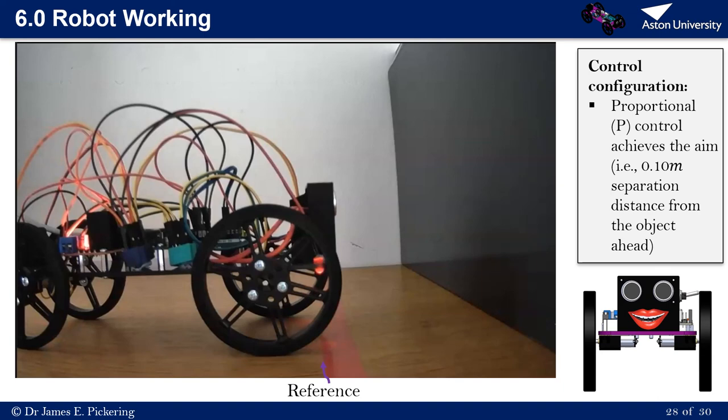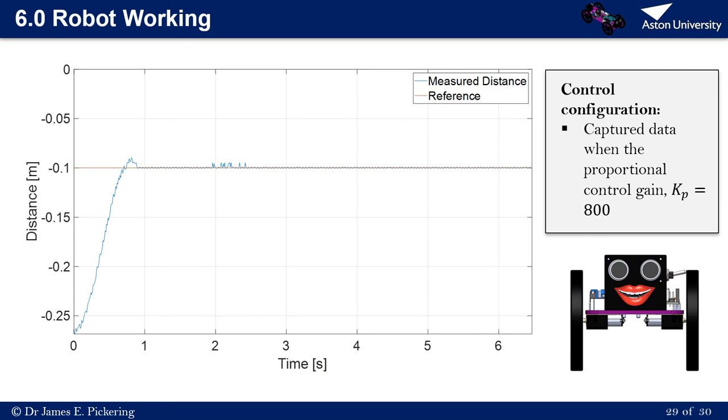If we were to make, for example, the object dynamic, so it could be that this car has to track an object, it would likely be that we'd need to introduce an integral and a derivative control gain. But I believe because the object is static, it's sufficient just to have a proportional control gain for this particular application. So for Kp equal to 800, I've captured the data here.